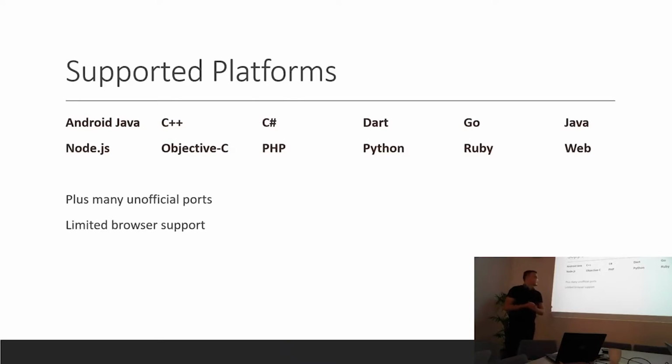gRPC works on many platforms. Currently, according to their website, it should be those that you see there: Android, Java, C++, C#, Dart, Go, Node.js, Objective-C, PHP, Python, Ruby, and there is also limited support for web browsers. As of today, most scenarios should work, but there are some technical limitations that cannot be overcome by the technology itself, because the limitation lies in web browsers, that they don't allow you to do certain things with the underlying HTTP2 connection. For this reason, one of the features that doesn't work on web is bi-directional streaming, which I will be showing in a while. Apart from these languages, there are many unofficial ports, so chances are that it's available even for your platform if it's not listed here.